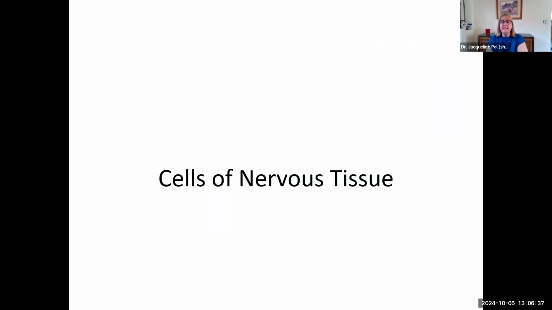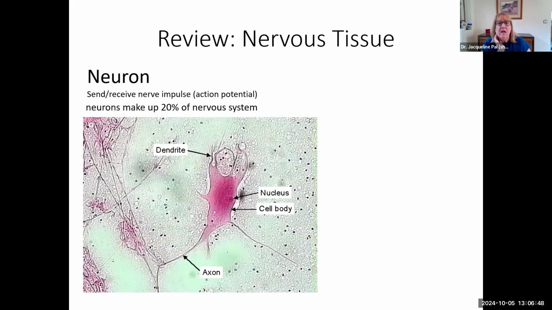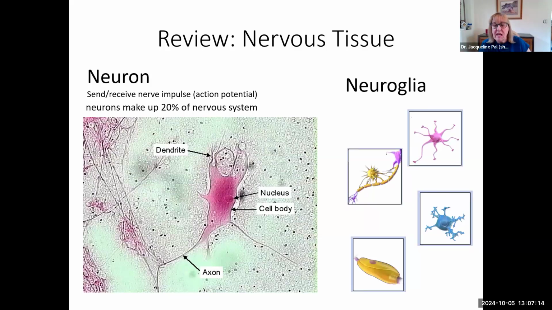Welcome back. In this section, we're going to talk about the cells of the nervous tissue and look at how those cells are arranged and what they do. So, just a quick one slide review. We learned about the neuron. We know that it sends and receives nerve impulses. And we also learned, maybe you don't quite remember, that this only makes up about 20% of the nervous system, which means the majority of the nervous system is something else, something we've never learned about before. And those cells are neuroglial cells.